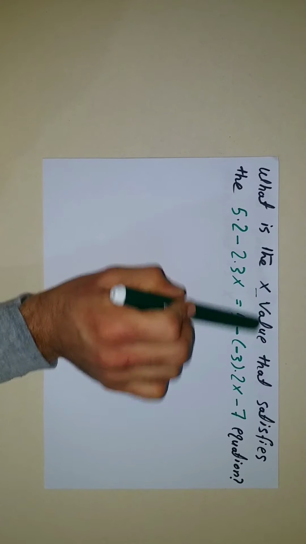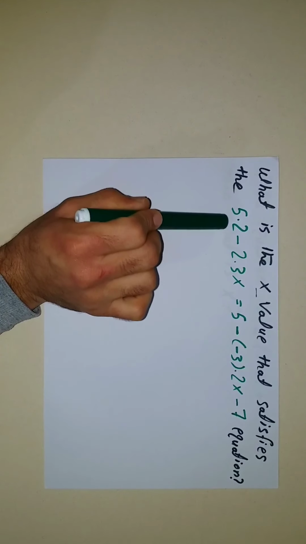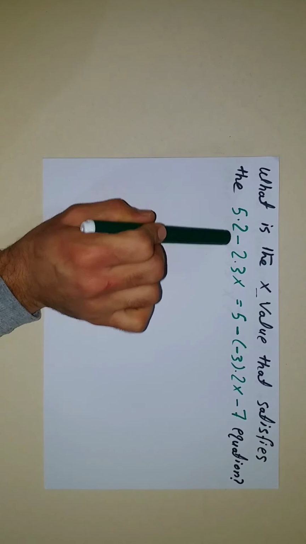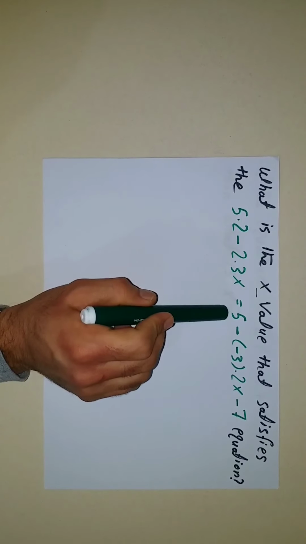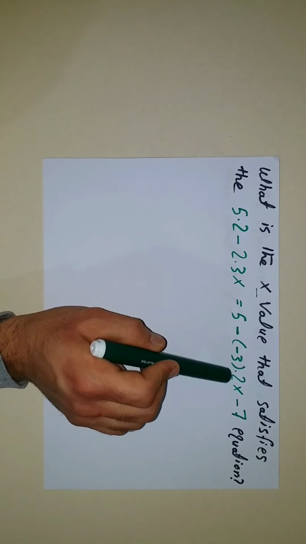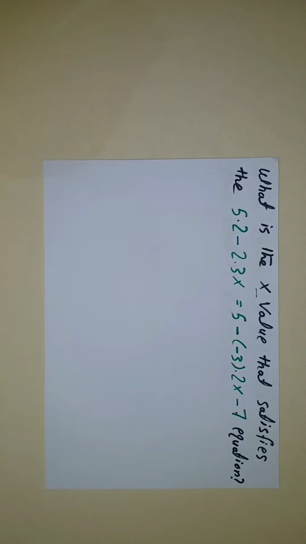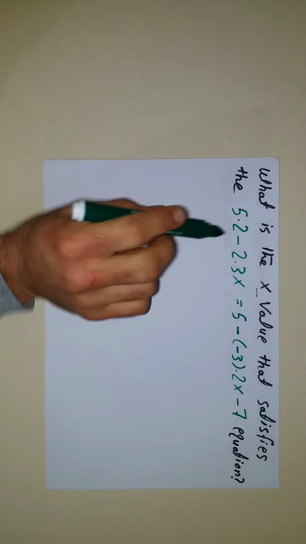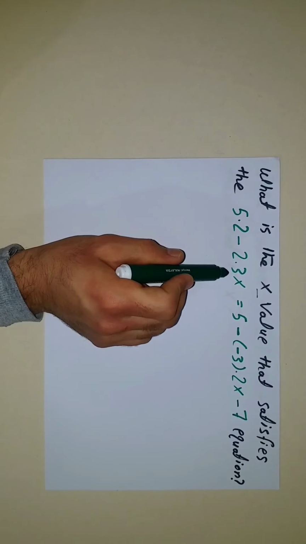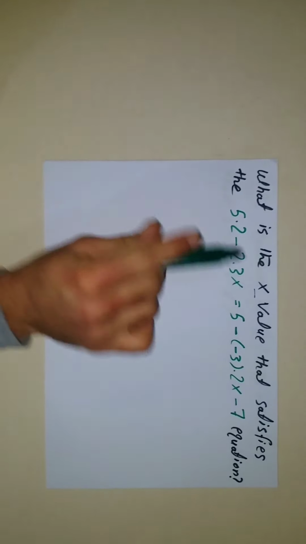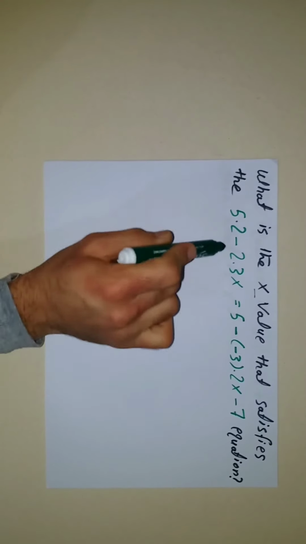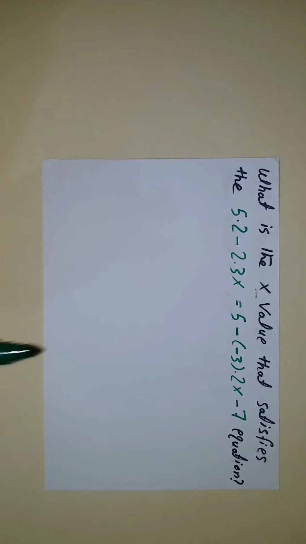What is the x value that satisfies the equation 5 multiplied by 2 minus 2 multiplied by 3x is equal to 5 minus 3 multiplied by 2x minus 7? So first I have to solve the question, like there is multiplication, there is a bracket. First I will solve this multiplication, then I will find the value of x.